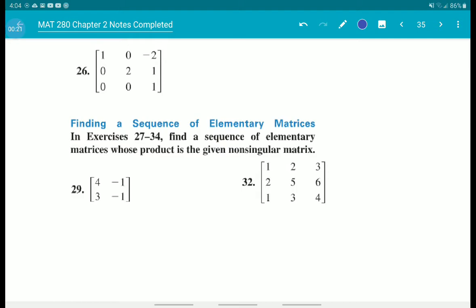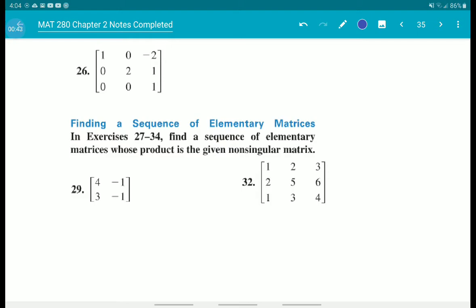Remember, the row operations I use may be slightly different than the row operations you use, and that's perfectly fine. So our elementary matrices may not be the same because of different row operations. However, the result should be the same. When we rewrite these matrices, you can always check it in your calculator.